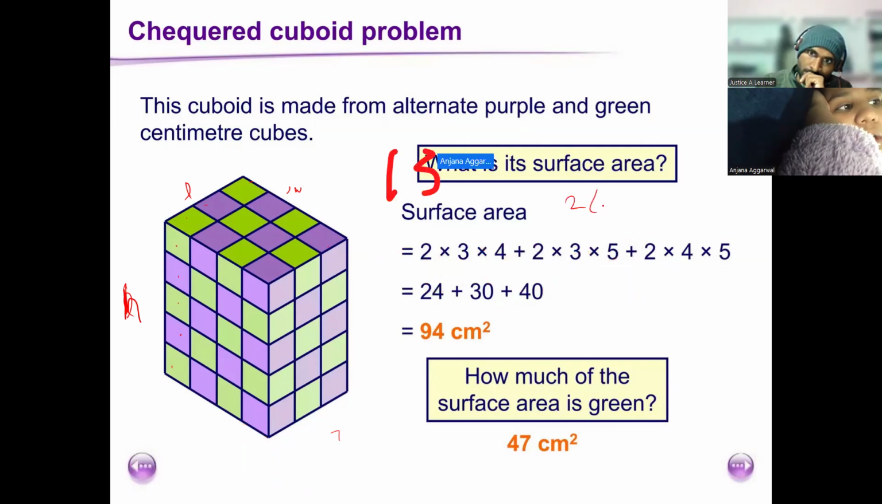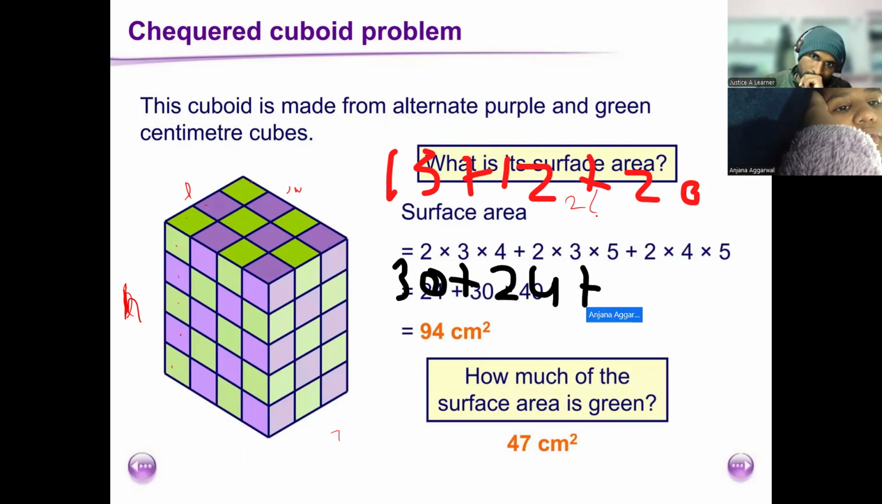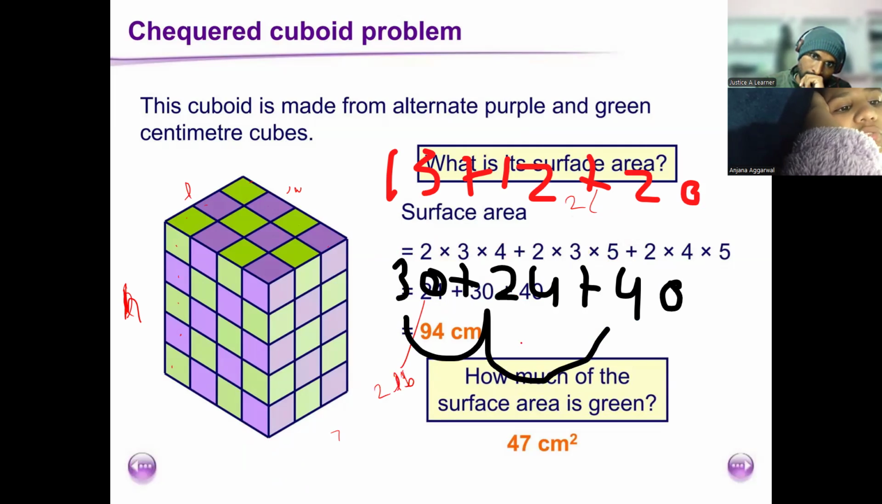Then we have to times them by 2, which gets 15 would be 30, 12 would be 24, and 20 would be 40. So 24 plus 30 is 54, and then 54 plus 40 gets 94.